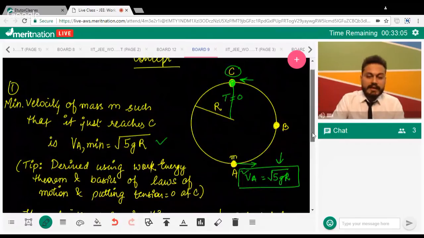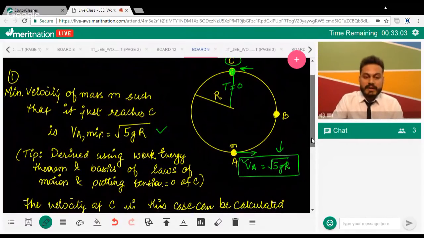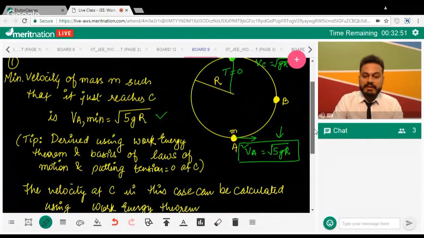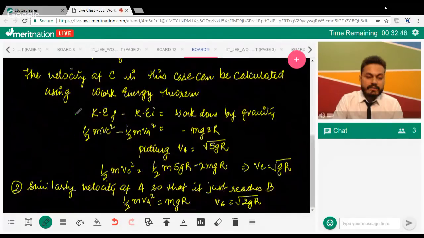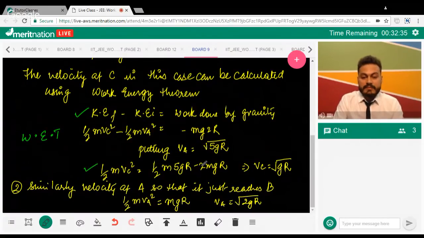Now, the question that comes to my mind, and it should also come to your mind, is what will be the velocity at point C? The velocity at point C will be root gR, which can be very easily derived if you just apply the work energy theorem. By this time, you must be feeling that the work energy theorem is really important. It is just applying conservation of energy and work done by gravity. The velocity at point C comes out to be root gR.